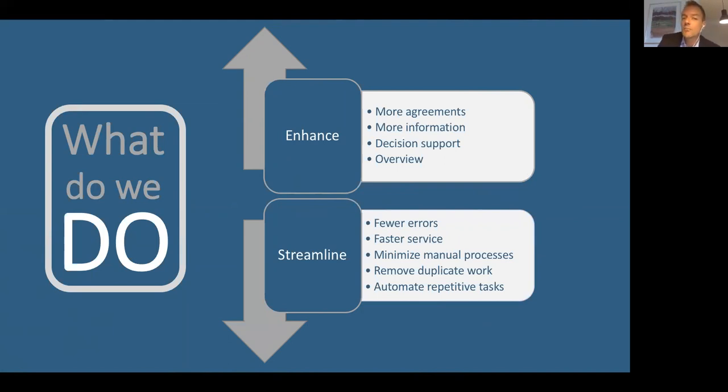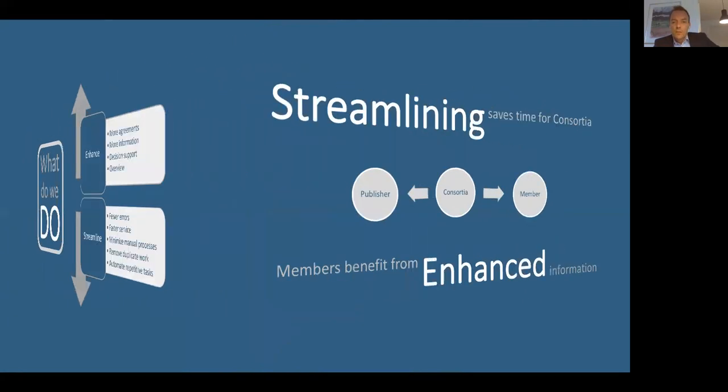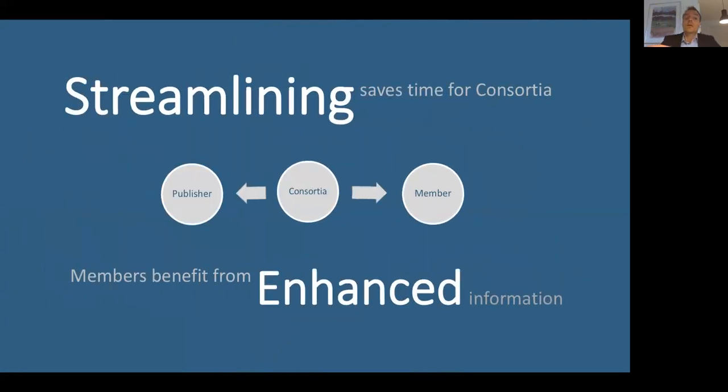We try to free up time for these tasks by streamlining the services, trying to make fewer errors, faster service, minimizing the manual processes, and then removing duplicate work and trying to automate repetitive tasks. Any one of you who's in acquisitions knows that there's a lot of repetition going on. So you have to request prices from 50 different publishers. So that's 50 different tasks that you have to do. In ConsortiaManager, we try to boil that down to just one task that you do for 50 publishers in one go. So streamlining saves time for the consortium, whereas you as members benefit from this enhanced information.